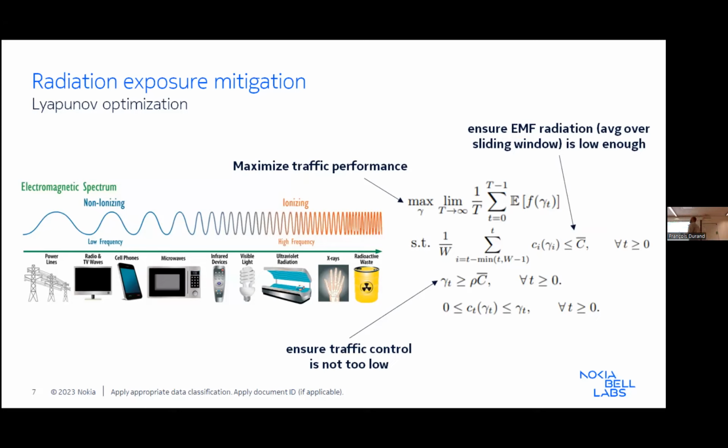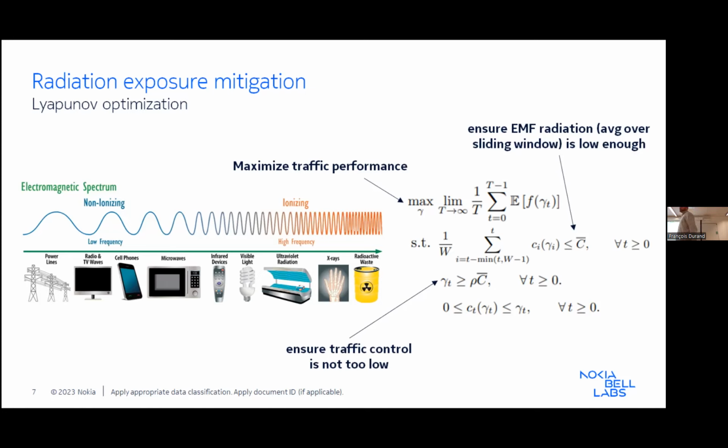This is a completely different topic. It's radiation exposure mitigation. Basically, depending on the frequency that you're transmitting on, there are different levels of power density that our body can support. We have limits on the exposure, depending on the frequency, that we want to satisfy. And don't worry, these limits are overly conservative. The limit is conservative, and second, this is in the worst case where all the users find themselves exactly in the main lobe of the beam. So this never happens.